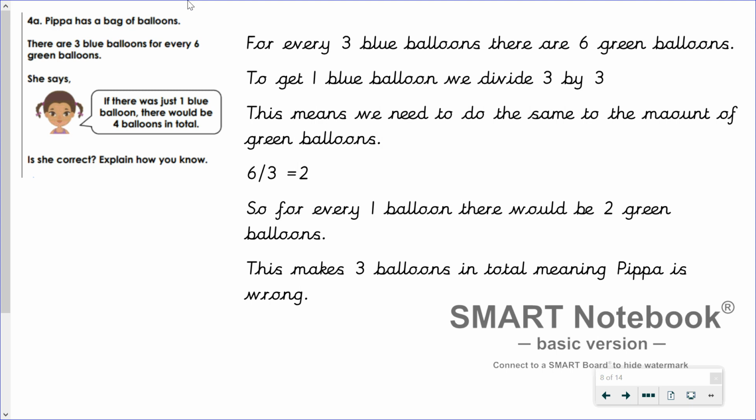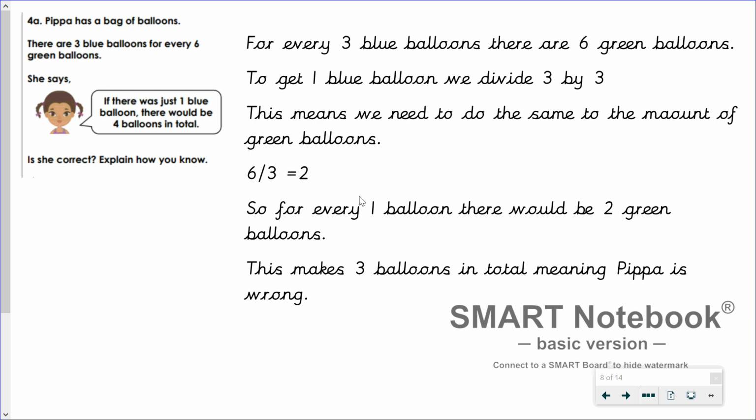So Pippa has a bag of balloons. There are 3 blue balloons for every 6 green balloons. She says if there was 1 blue balloon, there'd be 4 balloons in total. Is she correct? So we're going to put it into a "for every" sentence. For every 3 blue balloons, there are 6 green balloons. So to get to the 1 blue balloon, we divide by 3, which gives us 1, which means we need to do the same for the green balloons, divide by 3 to give us 2.